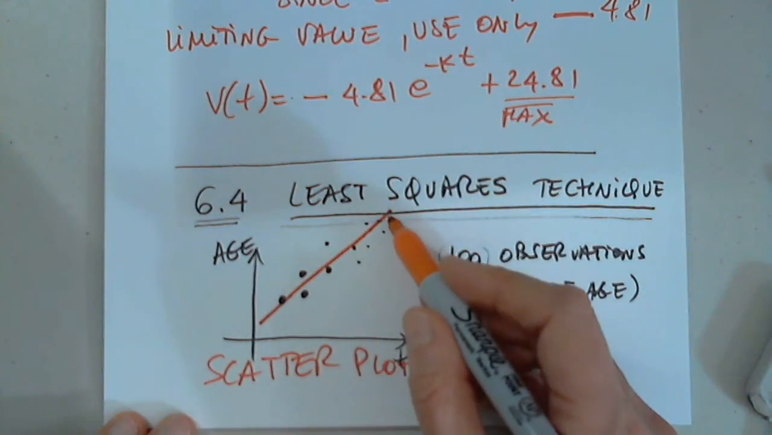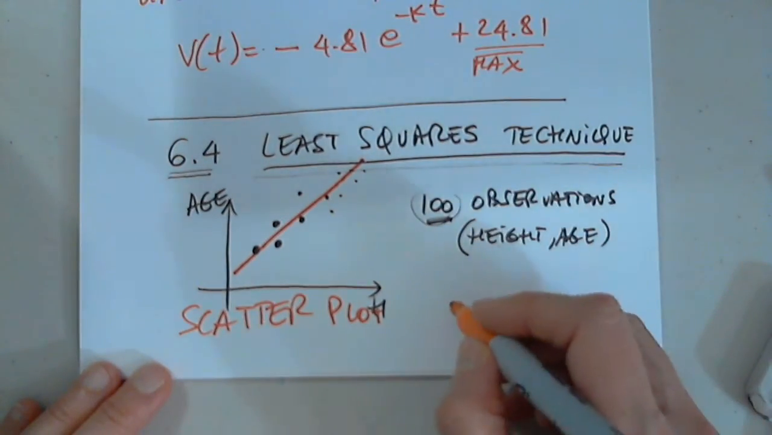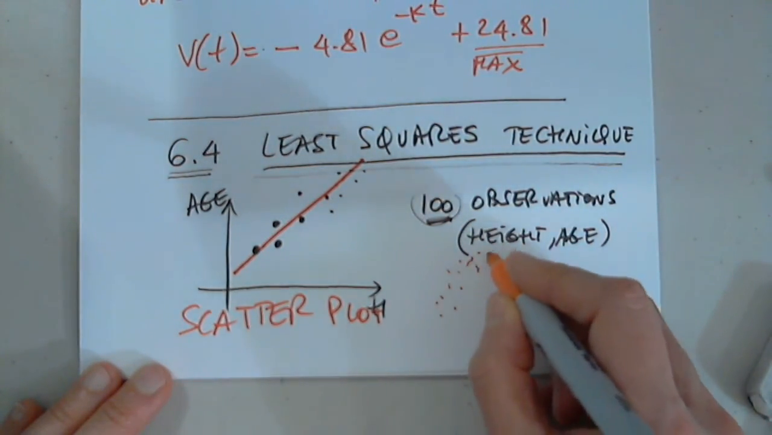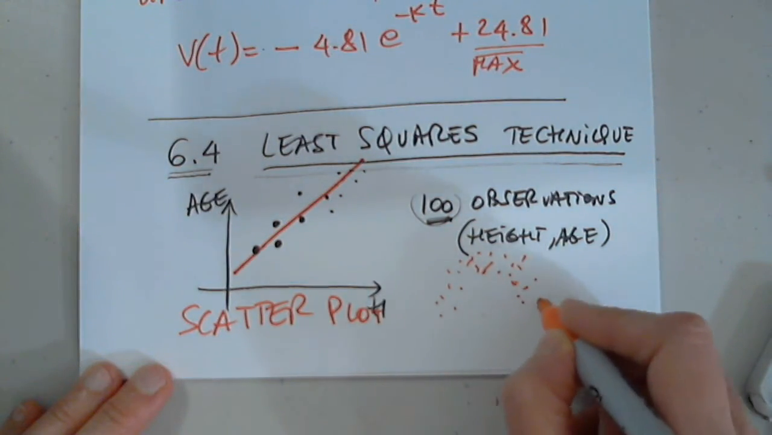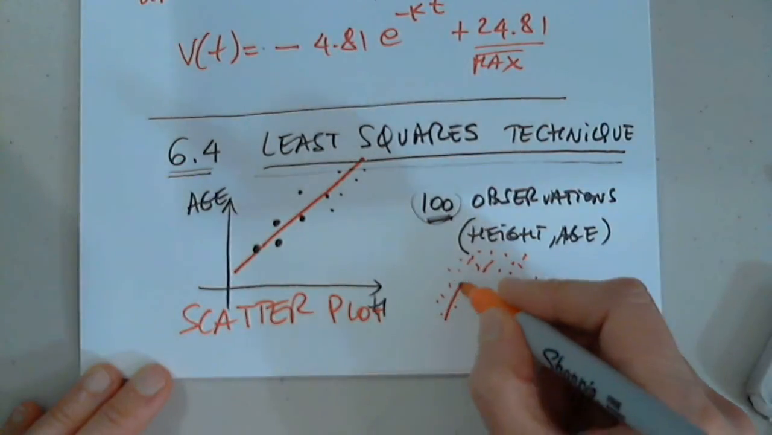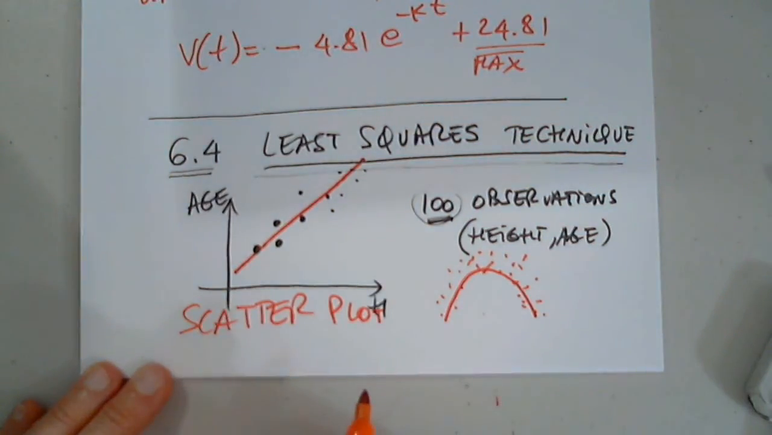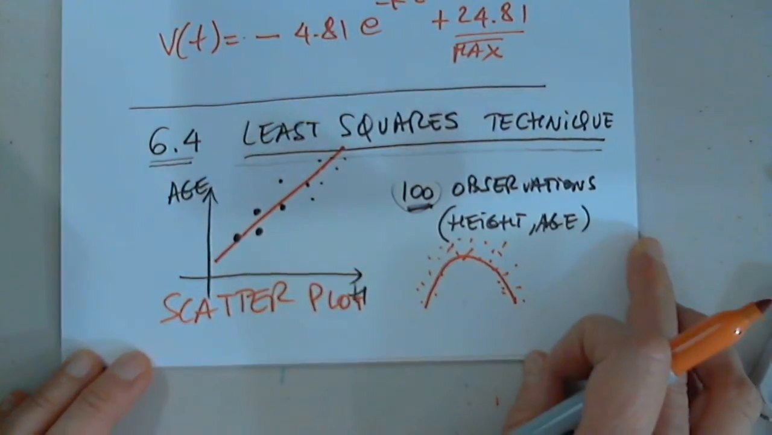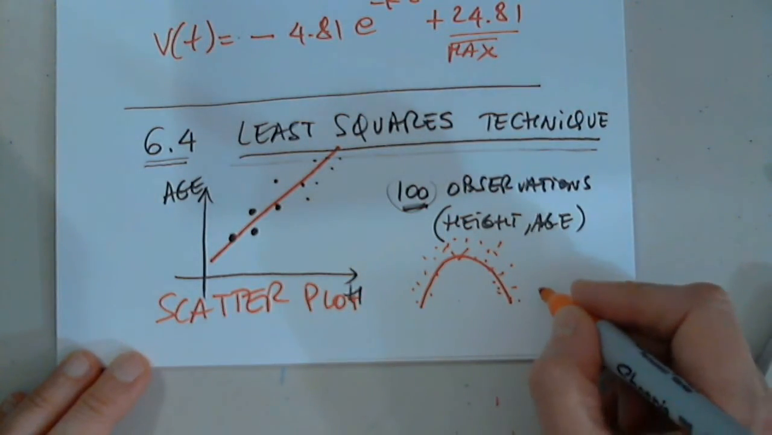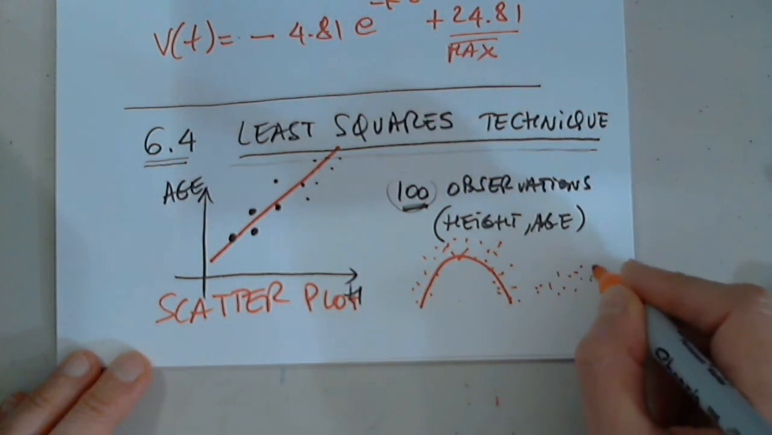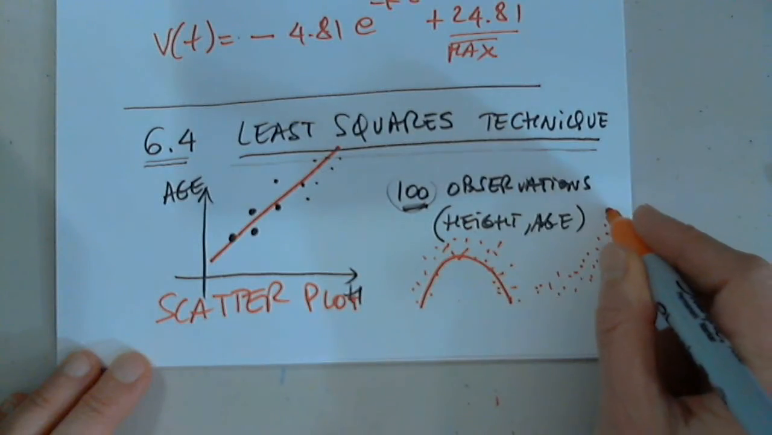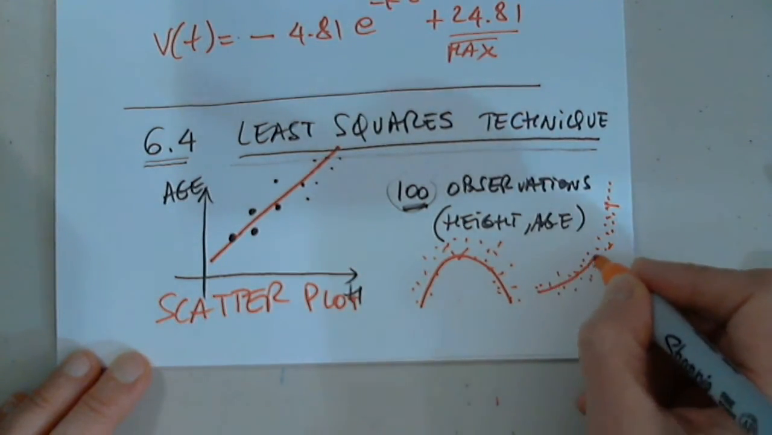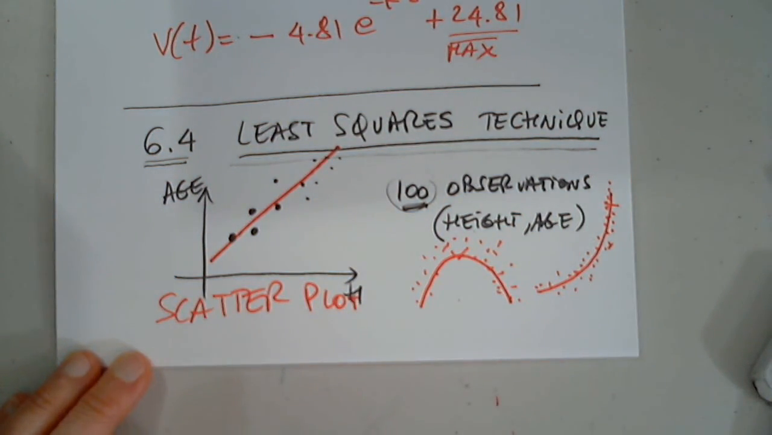I see it's linear. What if it's quadratic? Then it will look like this, and I will see the trend is quadratic. But this is a linear trend. Could I see an exponential trend? Yes, something like this. This is an exponential trend.